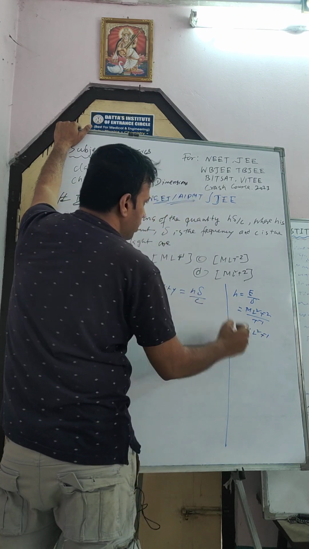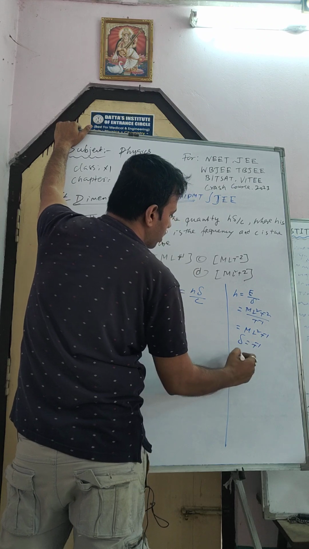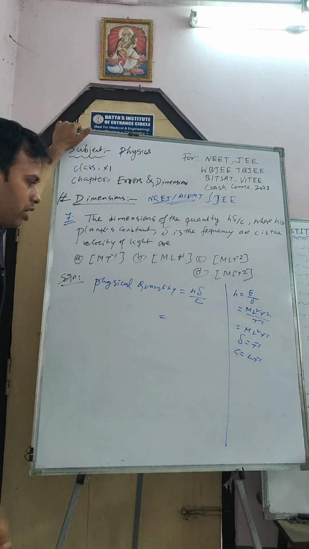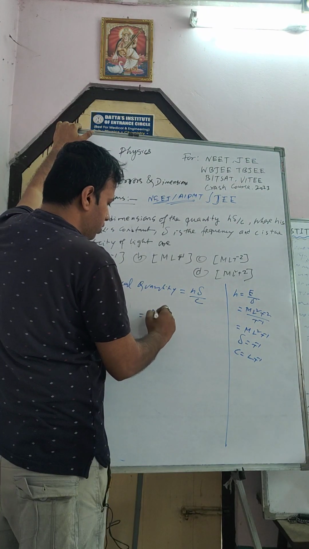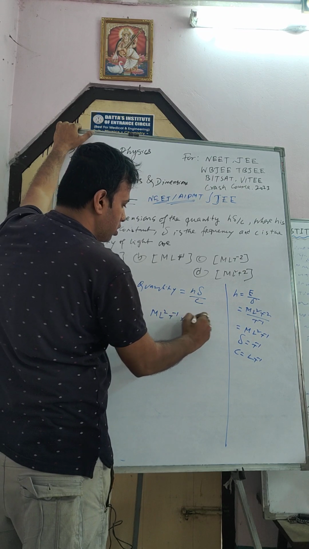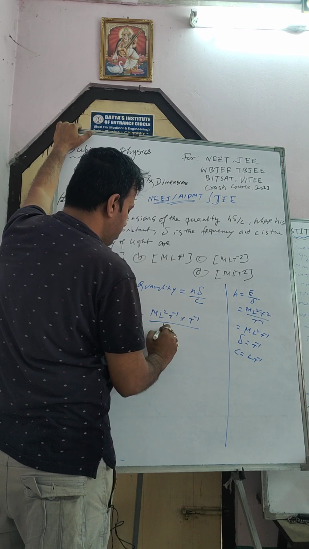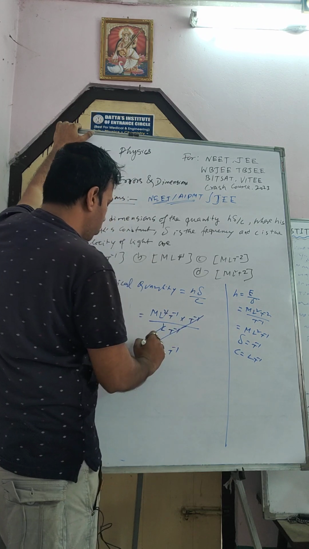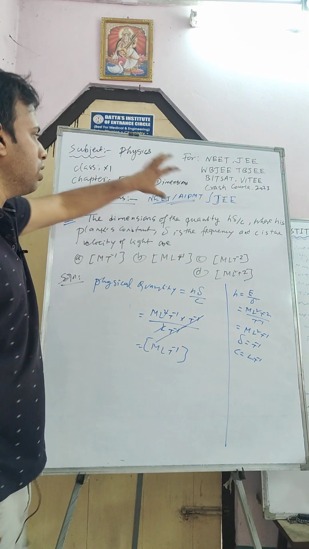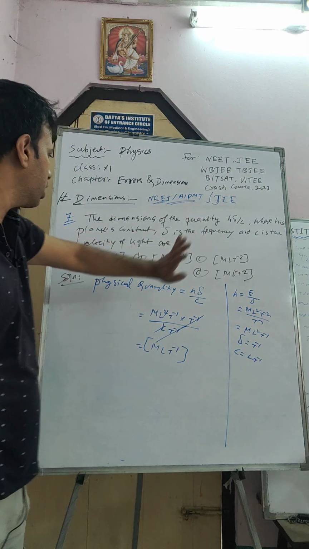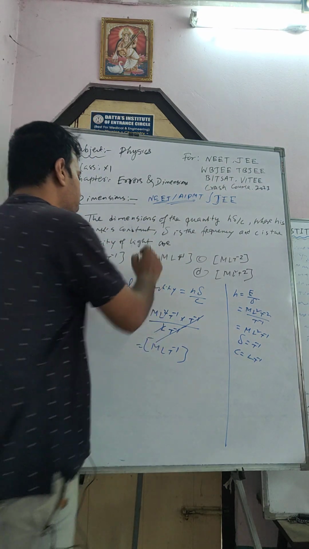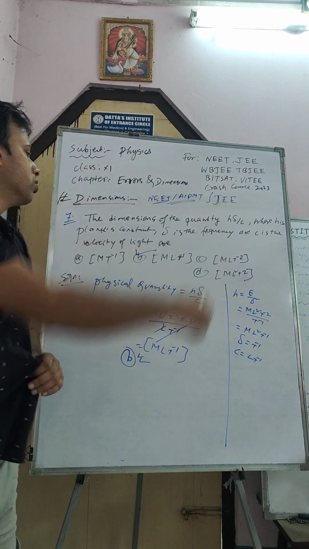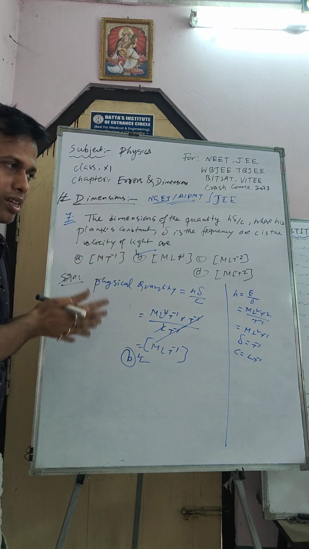Okay. Then frequency is T^-1 and c is the velocity of light, that is LT^-1. I just put the values here: T^-1, T^-1, LT^-1. This will be cancelled, L will be cancelled, and it will be MLT^-1. So MLT^-1 will be the dimension of the physical quantity h nu by c. Which option is correct, sir? Option B is the correct answer. Okay, got my point? This type of question also came.